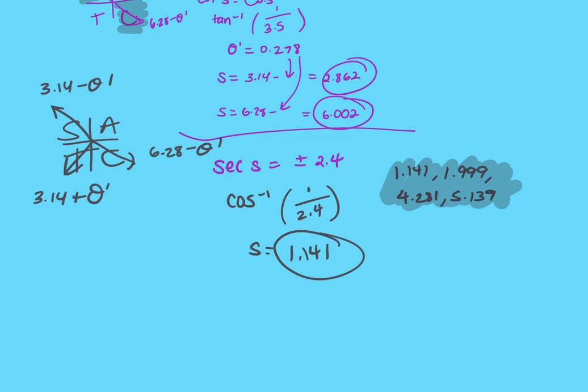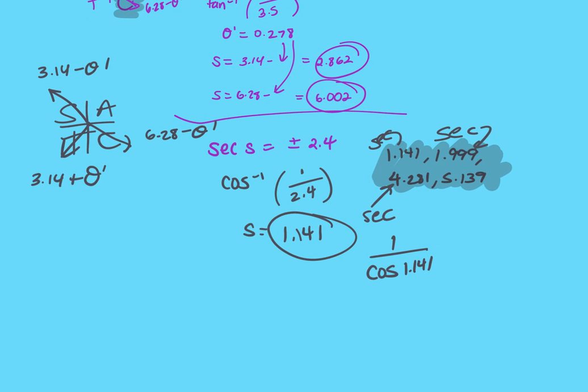Questions on those? Here's the perk of those. You could check those. Like I could easily say, okay, find the secant of each of these and see if it gives me my question. So secant is 1 over cosine of 1.141, 1 divided by cosine 1.141, and I get 2.399. So it's not exact because we rounded it, but it's close. Then if I did 1 divided by cosine 1.999, it's pretty close. Negative 2.4, which is plus or minus. 1 divided by cosine 4.281, and I get negative 2.39.